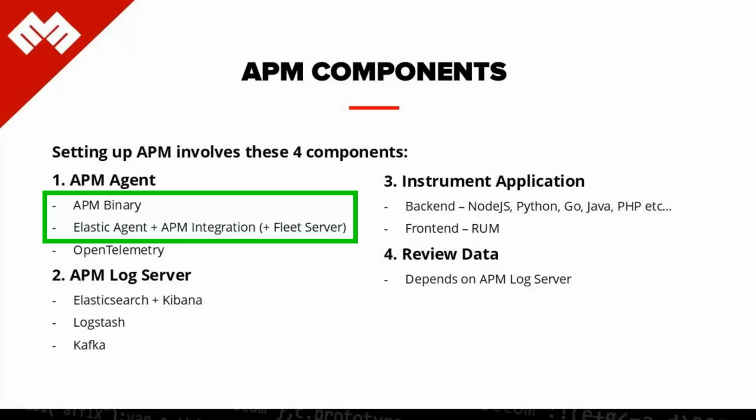in terms of how you would choose between these two, I would summarize it like this. An APM agent is designed to capture and ship only APM data, while an Elastic agent can capture and ship much more than just APM data. Elastic agents use integrations to decide what data it can ship.